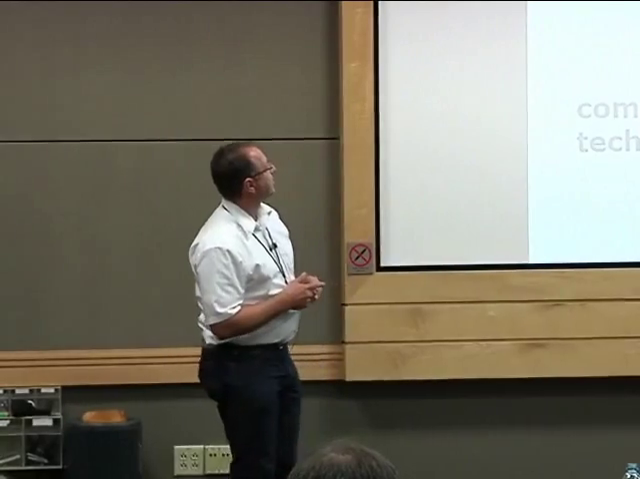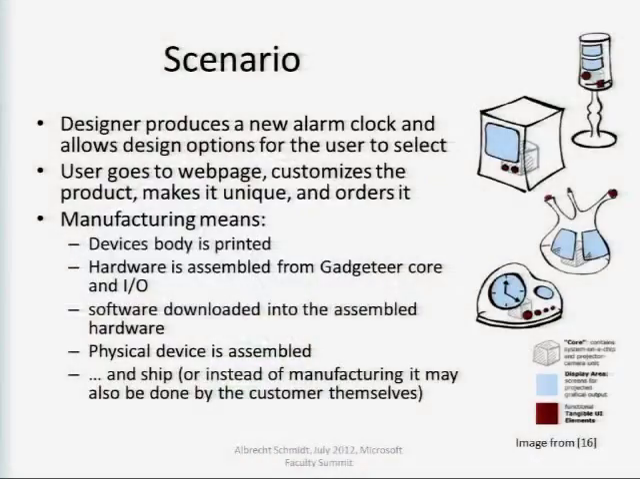Now, how do you do that? I will first go through a scenario. So the idea is we have a designer who has an idea for a really neat alarm clock. And he also creates options for the end user to customize this. There are a lot of products out there which are just physical, where you can choose color, choose size. And then the customer goes to a web page, customizes the product, and orders it.